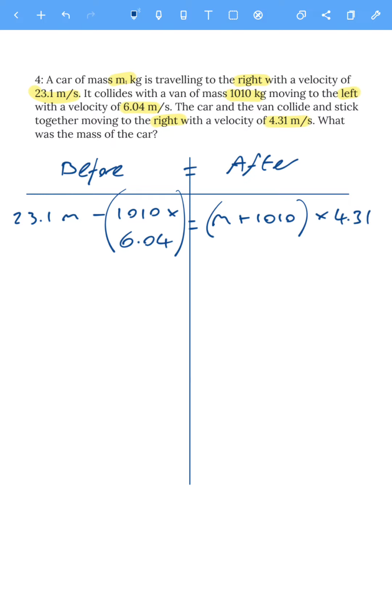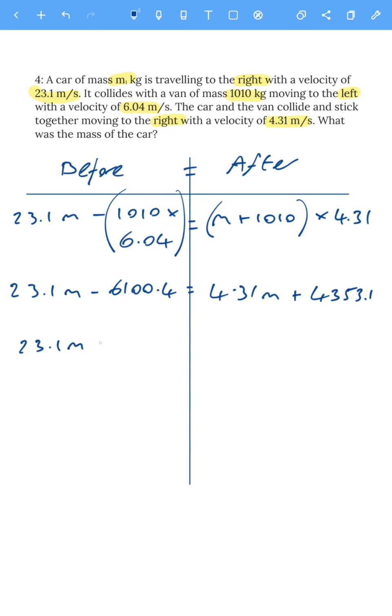Okay, so let's do a couple of calculations. So I've got 23.1 lots of m minus, so you got 1,010 times 6.04, which is 6,100.4. Equals, and then let's multiply this out. So we've got 4.31 lots of m plus, we need to do 4.31 times 1,010, which is 4,353.1. So let's get the m's on the left hand side and the numbers on the right hand side.